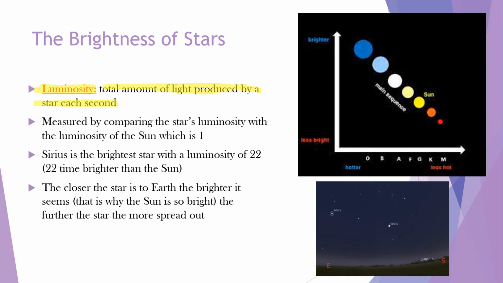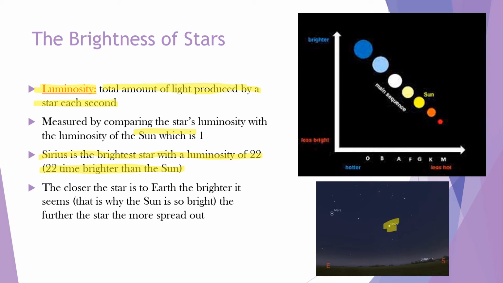So Sirius is the brightest star with a luminosity of 22. So if the sun has a luminosity of 1 and Sirius has a luminosity of 22, that means that Sirius is 22 times brighter than the sun. The closer the star is to the Earth, the brighter it seems. That is why the sun is so bright, because it is quite close to the Earth. The further the star, the more spread out. So you'll see over in this little picture here, Sirius is that bright star there. That is the brightest star with a luminosity of 22.